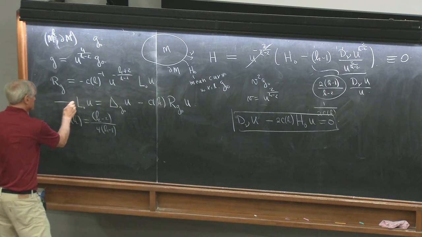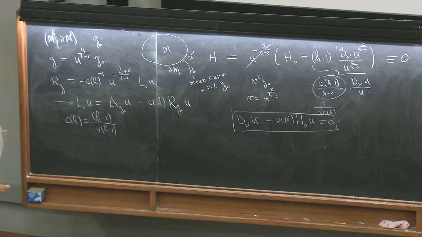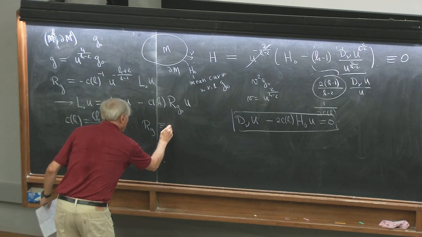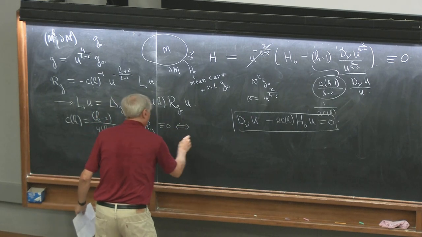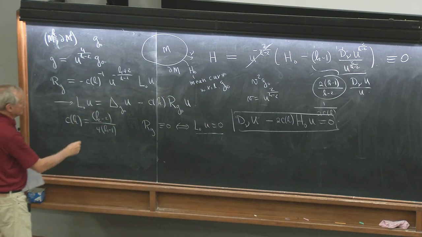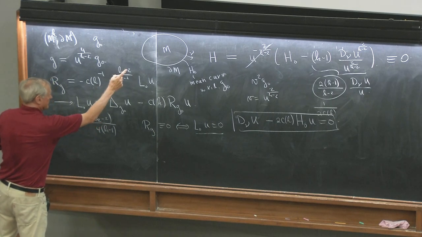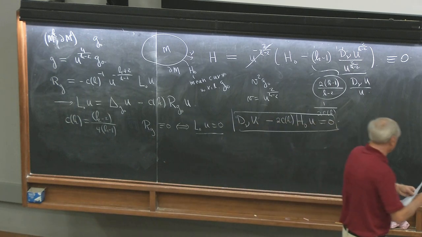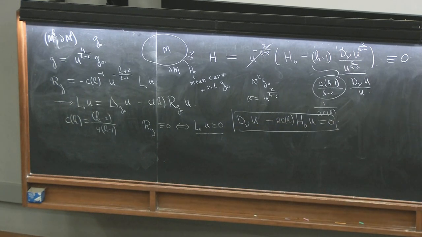And inside, I have a nice linear operator. Well, if I want to make the scalar curvature of g 0, of course, I make this 0. So R g equals 0 is equivalent to saying L naught of u is 0. That's also a linear problem, right? Because, again, this term is irrelevant, and it's just a solution of a linear equation. So 0 scalar curvature is a linear condition inside, and mean curvature 0 is a linear boundary condition. And so I can study this in a natural way.